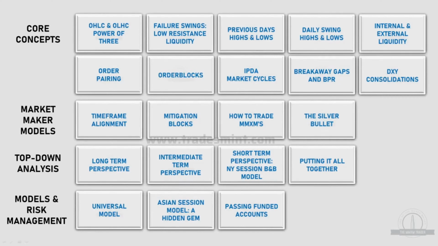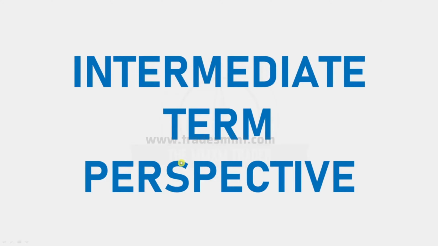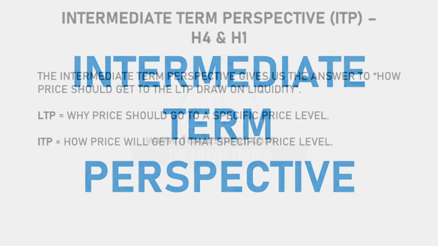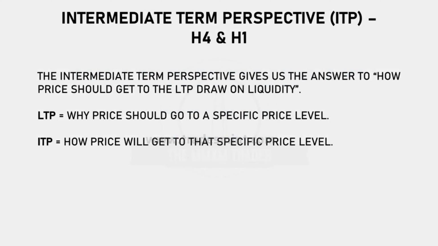Now that we know how to determine our long-term perspective, let's go to intermediate term perspective. So intermediate term perspective, 4-hour and 1-hour charts. We just went over that long-term perspective, right? The monthly, weekly and daily charts, and now we will need to determine our intermediate term perspective.